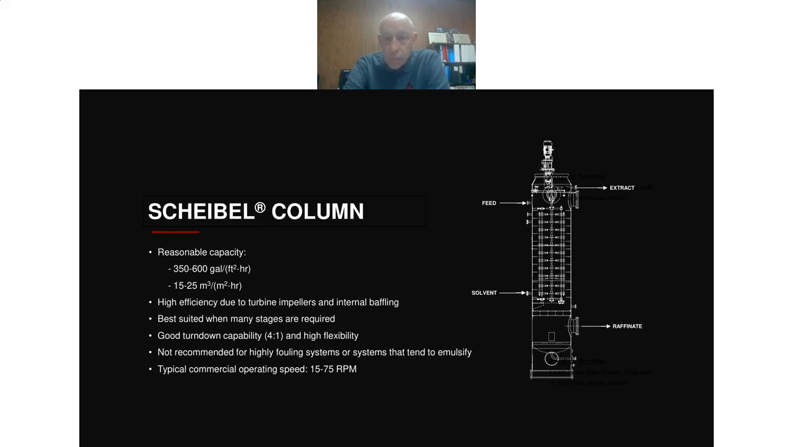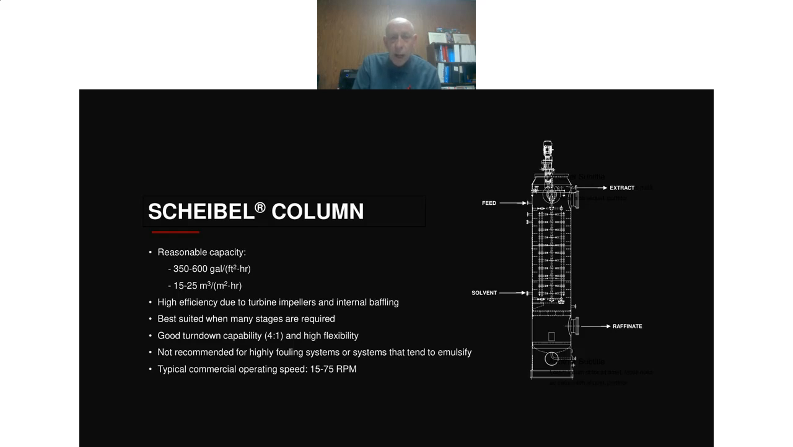We have the miscible column, which you can see a diagram of here. This is a series of turbine type impellers. It has inner baffles and outer baffles. So this is the most efficient column based on data published in the literature. And the reason it's so efficient is because you have a very good mixing impeller with the turbine type, and then all this baffling which directs the flow and helps minimize back mixing. So it's got the highest efficiency of any column in the marketplace. That's based on data that's been published. Typically 5 to 6 of these agitated stages will give you 1 theoretical stage.